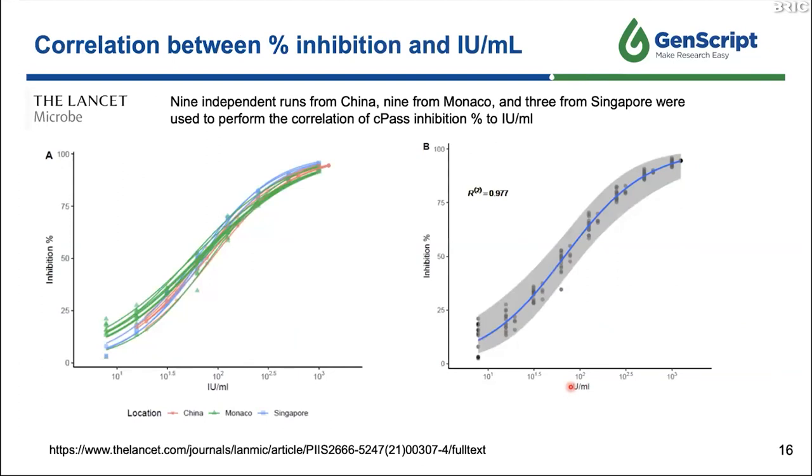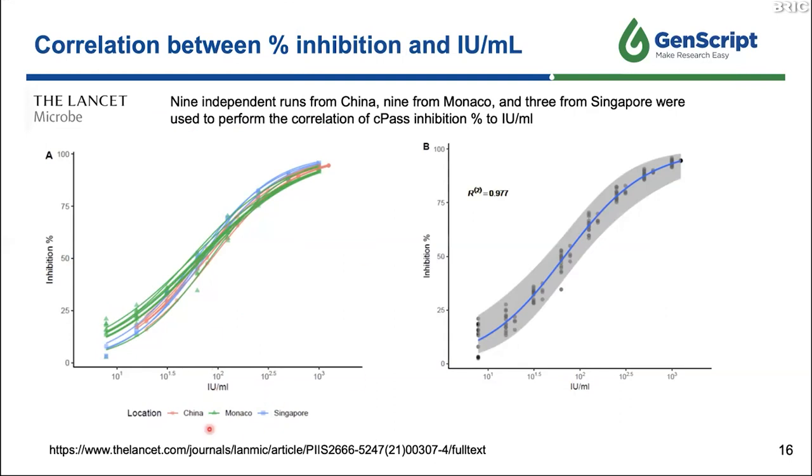Many of you have been wondering, is it possible to convert the percentage inhibition into IU per ml directly? This would allow a more convenient comparison with other literature. To investigate this, a collaborative study was performed using 9 independent runs from China, Monaco, and Singapore to investigate the correlation between the percentage inhibition and the IU per ml.